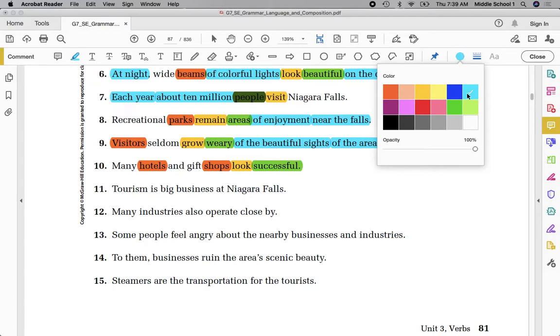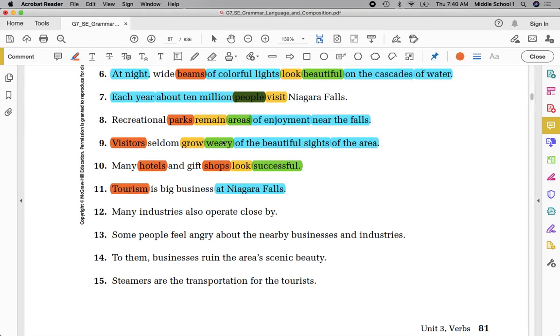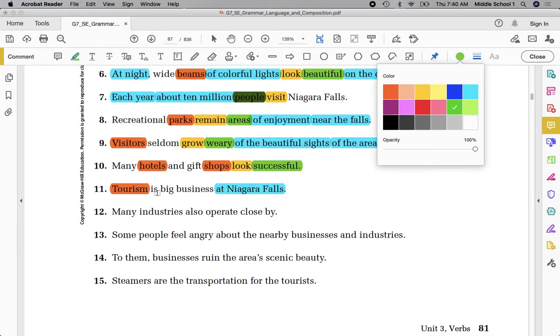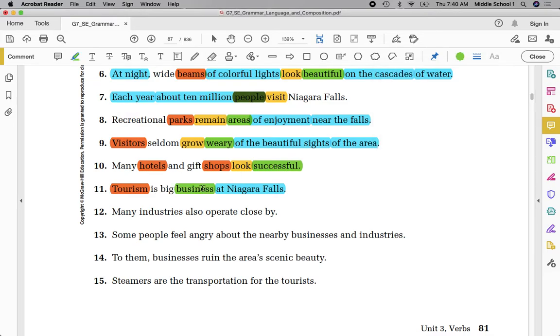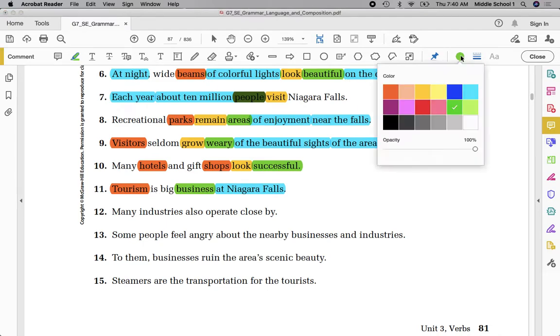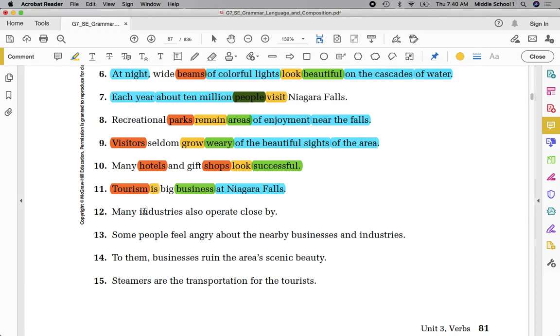Tourism is big business at Niagara Falls. Tourism is. It's one of the words. Is, are. Person, place, thing. Yes. Predicate noun. Subject, linking verb, predicate noun, prepositional phrase.